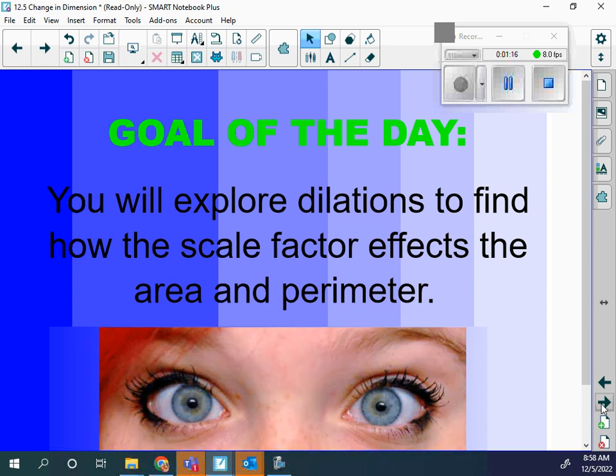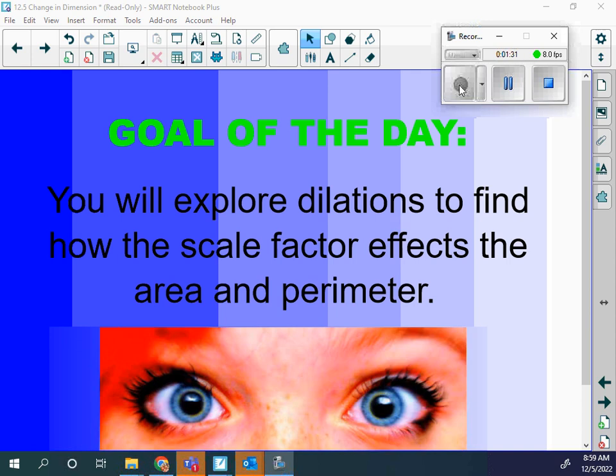Okay, it says, goal of the day, you will explore dilations to find out how the scale factor affects the area and the perimeter. You have questions to me. So we already know that dilation means to shrink or to grow. That's hilarious because the eyes are dilated. Exactly, that was the goal there.